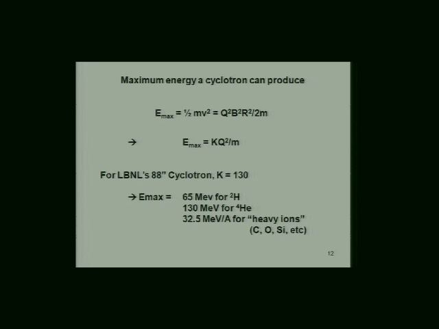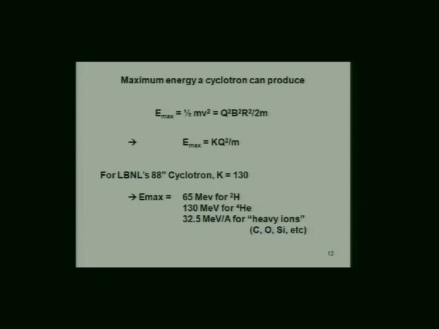And this is where the ion sources become important, because that Q is the electric charge on the ion that's being accelerated. So for a given cyclotron, for a given machine that you have, the higher the charge state you can make that ion, the higher energy you can get. And that's why it's important to rip as many electrons off the atom as possible. For LBL's cyclotron, it turns out this K factor is approximately 130. And that's because of the size of it and the maximum magnetic field that can be applied.